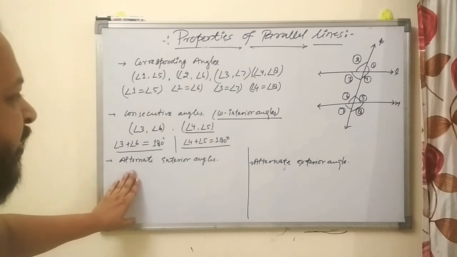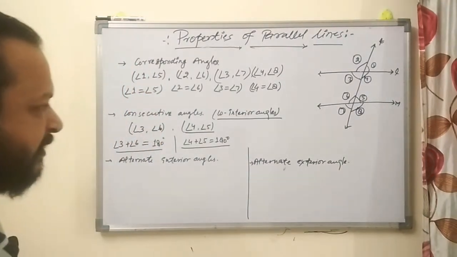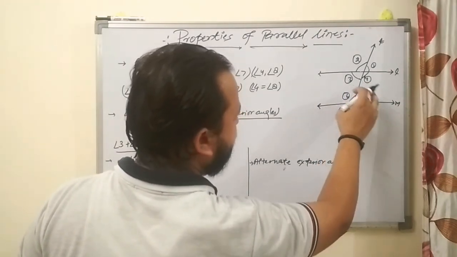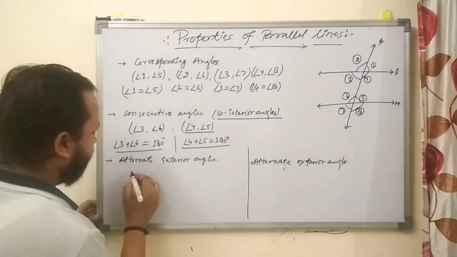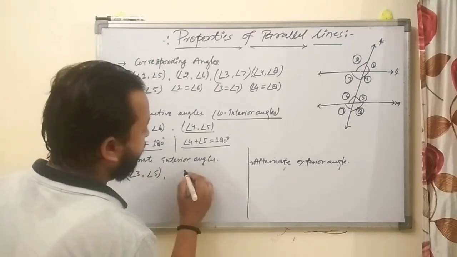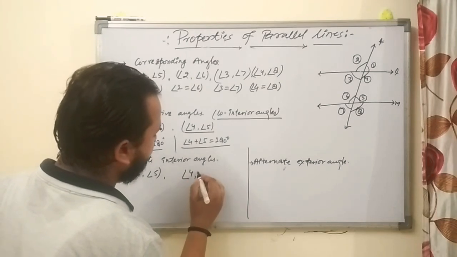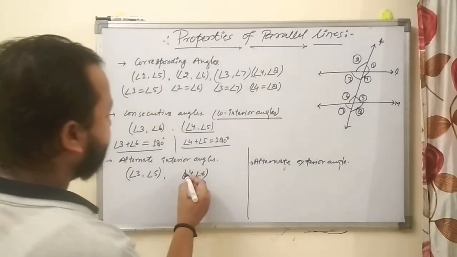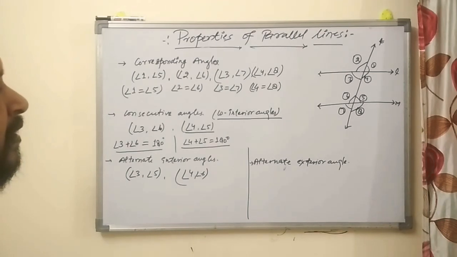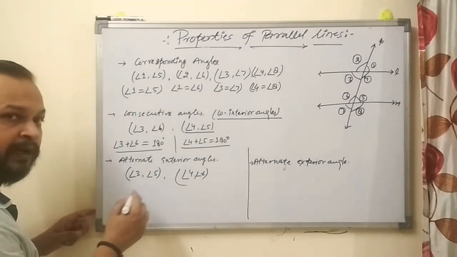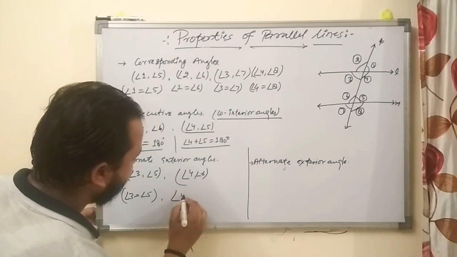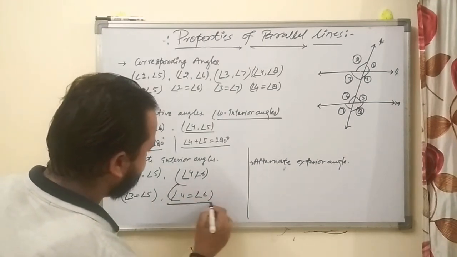So come to alternate interior angles and alternate exterior angles. Alternate interior angles are 3 and 5, 4 and 6. Angle 3 and angle 5, and angle 4 and angle 6, this pair is an alternate interior angle pair. It means both are equal. So angle 3 equals angle 5 and angle 4 equals angle 6, right?